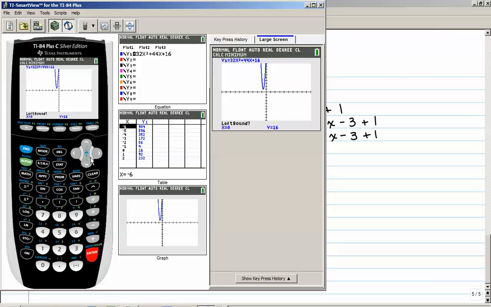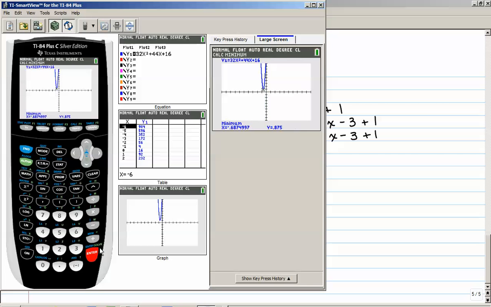And remember, I'm going to do my left bound and my right bound, and I don't see where my cursor is right now. I think it's going the wrong way here. I need to move it this way. Here comes my cursor. Okay, so I need it to the left of my minimum, and I'll hit enter. And now I need to have it to the right of my minimum, and hit enter. It's going to look between those two lines for the minimum value there, and I don't want to guess.